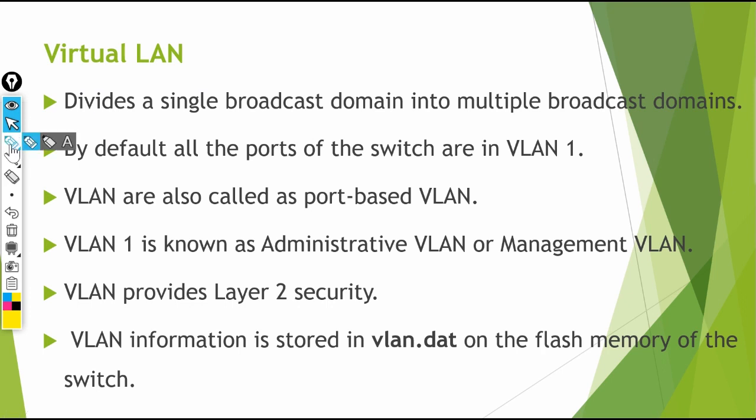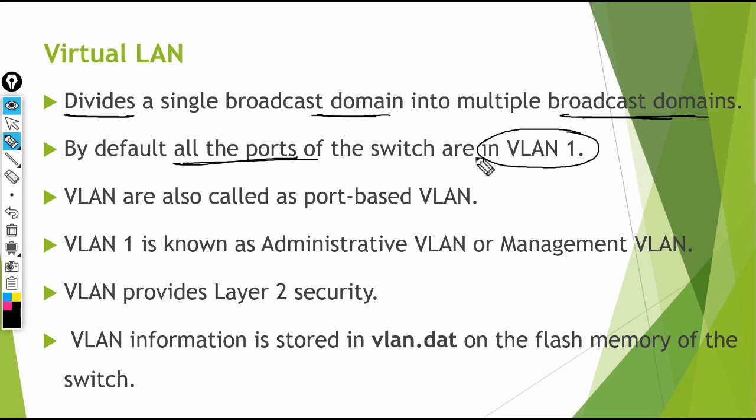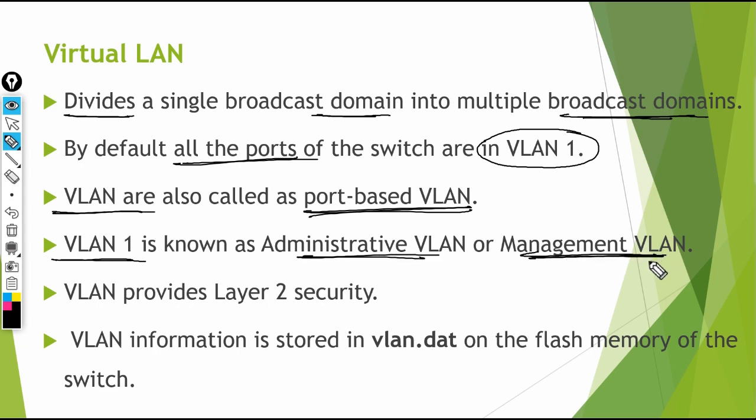So as we discussed, dividing a single broadcast domain into multiple broadcast domains is called VLANs. By default, all the ports belong to VLAN 1 on Cisco switches. VLANs are also called port-based VLANs, because you need to create the VLAN and assign the ports as well. Make sure VLAN 1 is known as the administrative VLAN or management VLAN as well. VLAN also provides basic layer 2 security, because we have seen that your sales department cannot communicate with the HR department once you implement this.